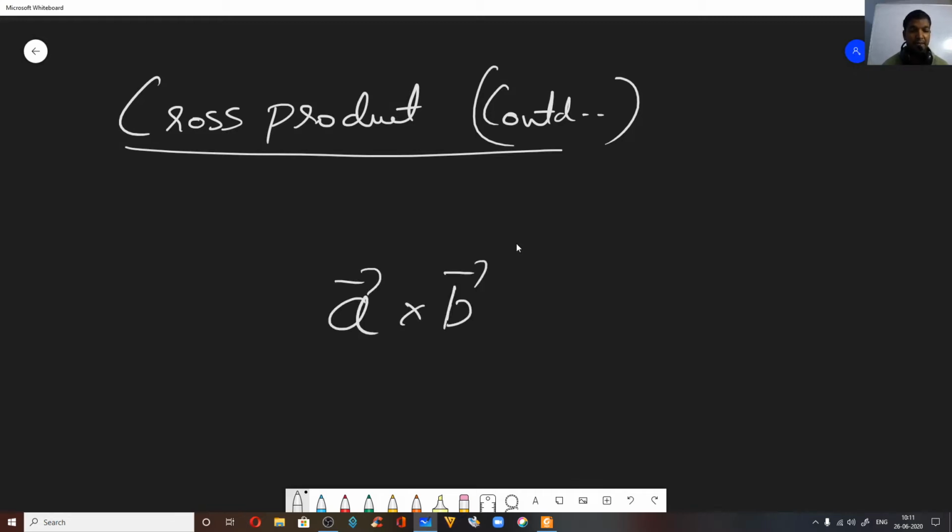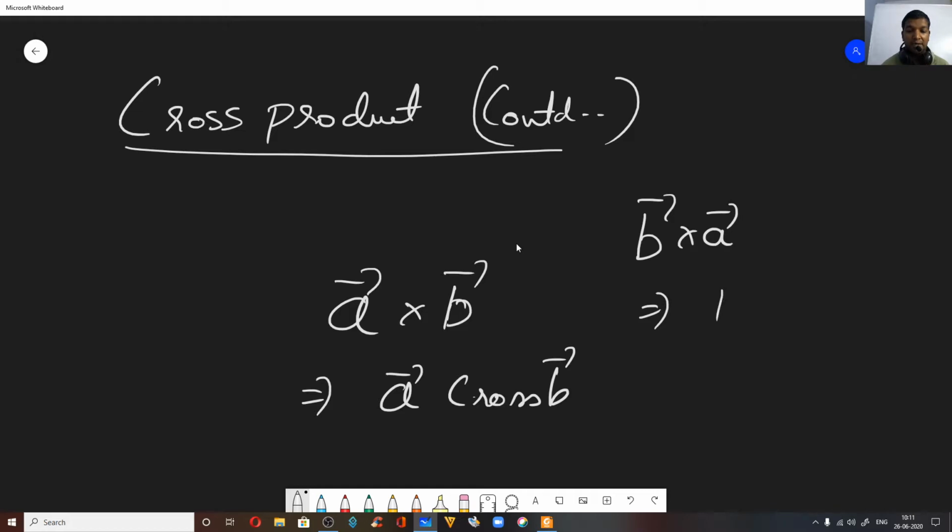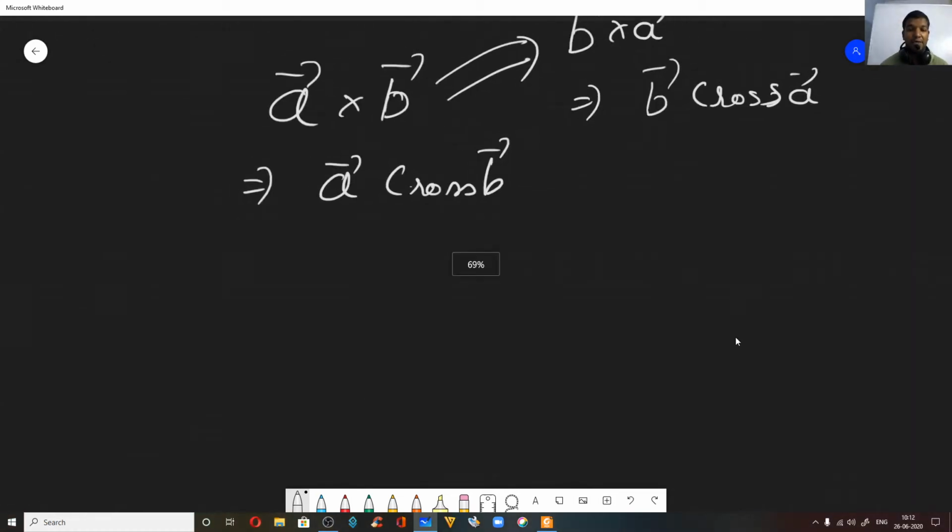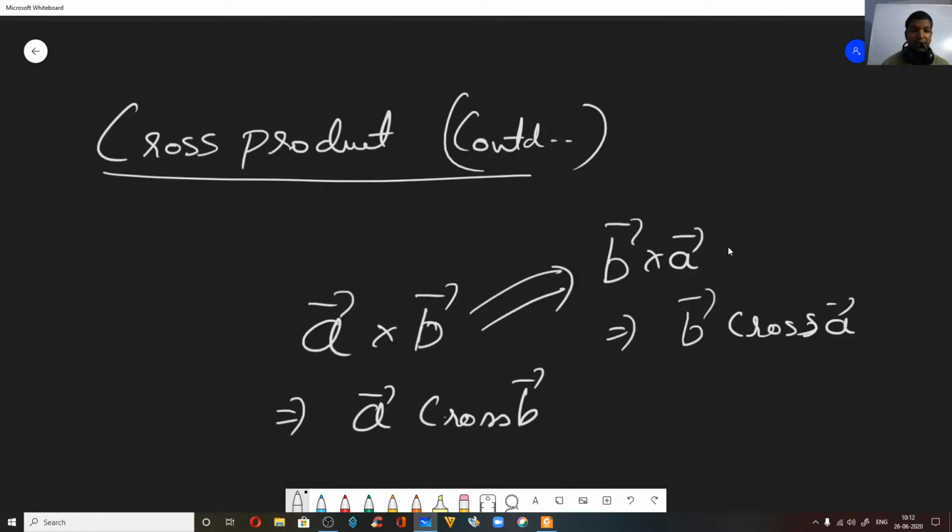Now, if you remember, we talked about the cross product of two vectors A and B. Usually we say this as vector A cross vector B. That is how we pronounce it. Now B cross A, we'll pronounce as vector B cross vector A. Both of them are not the same. You will understand why. Now, for the direction, I told you you can use your right hand.